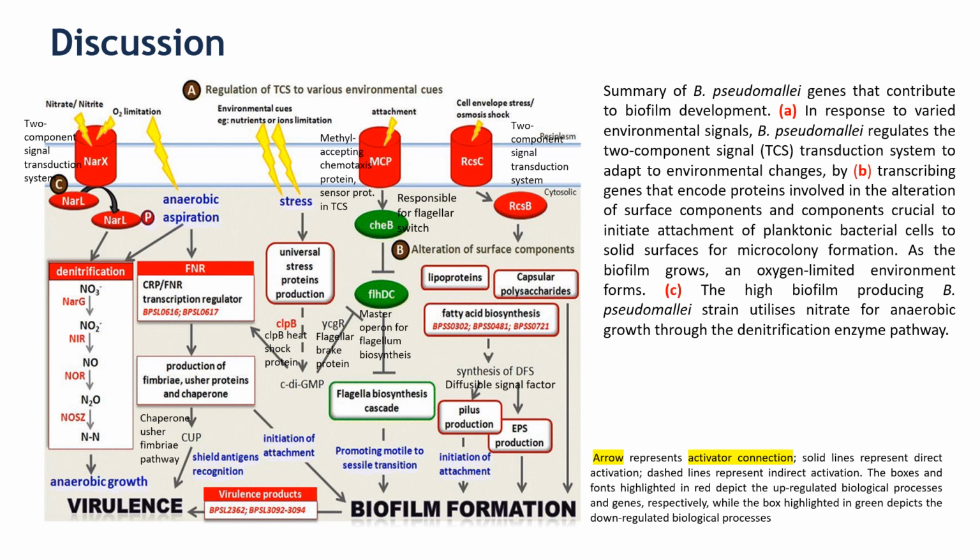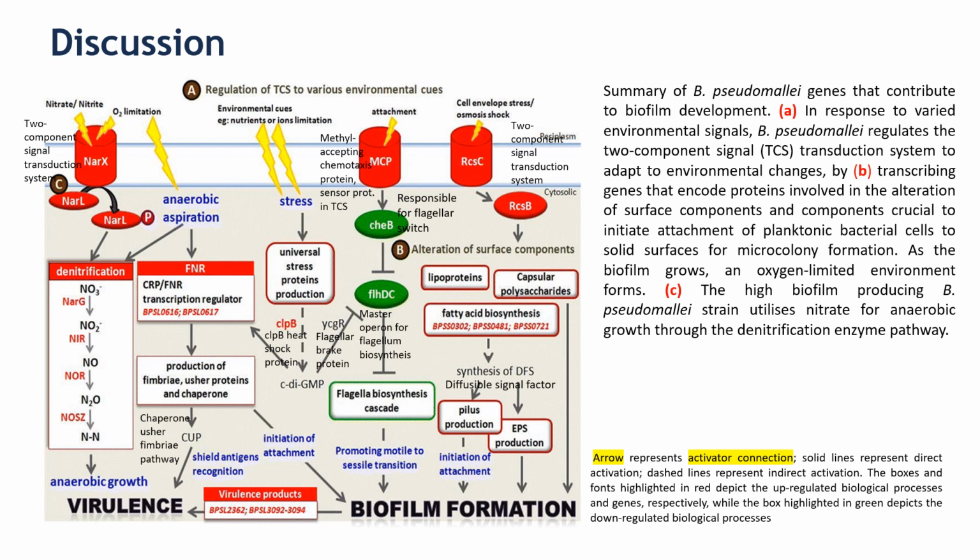So for discussion, we need to understand how all these upregulated and downregulated genes actually contribute to biofilm formation, number one, and number two, to virulence. As we can see in this picture, in response to various environmental signals such as the presence of nitrate and nitrite, attachment, cellular stress or osmotic shock, Burkholderia pseudomallei will regulate the two-component signal transduction systems to adapt to these changes, and to adapt to that, they will transcribe genes that encode for proteins involved in the alteration of surface components, most crucial to initiate attachment of the planktonic bacterial cells, which is Burkholderia pseudomallei, to solid surfaces.